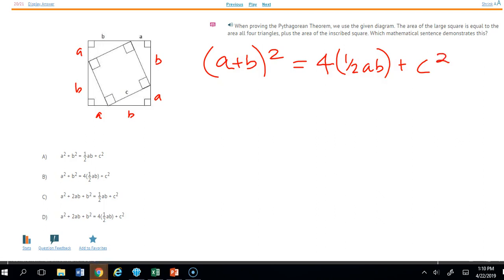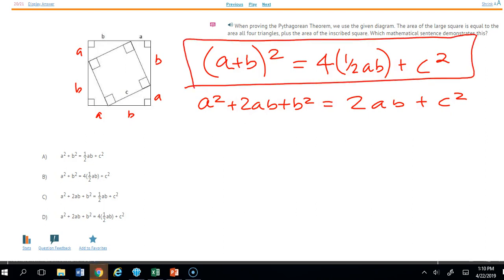Okay, so now we're going to do this. We're going to square the first term, a squared. We're going to multiply two terms together times 2, so that's plus 2ab plus b squared. And then this is going to be half of 4 is 2, so this is equal to 2ab plus c squared. So let's see if we can find one that looks like this one over there. So we've got a squared plus 2ab. Well, actually, we have this exact formula that we used right here without simplifying it much. So that's our answer. We didn't really have to simplify the right side at all. We just had to simplify the left side. That's our answer.